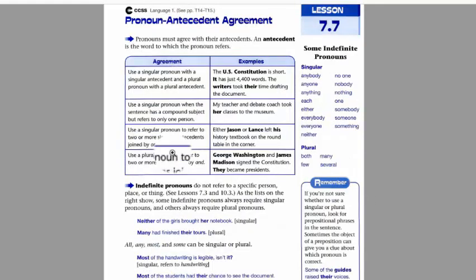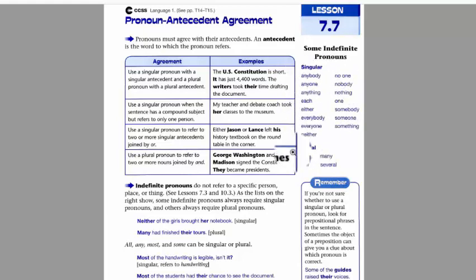In lesson 7.7, we talked about pronoun antecedent agreement, and we said that the pronoun and the antecedent must agree with each other in number and gender and also in person. And we classified the indefinite pronouns into 3 groups. First group is always singular. These ones always take a singular verb. For example, you say neither is, or neither of the boys is, neither of the students is, not are. Neither and the other ones are always singular.